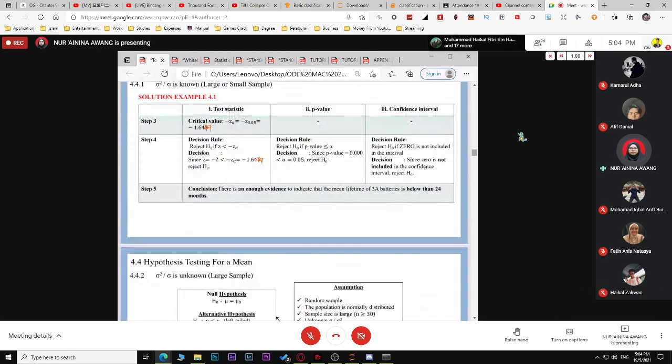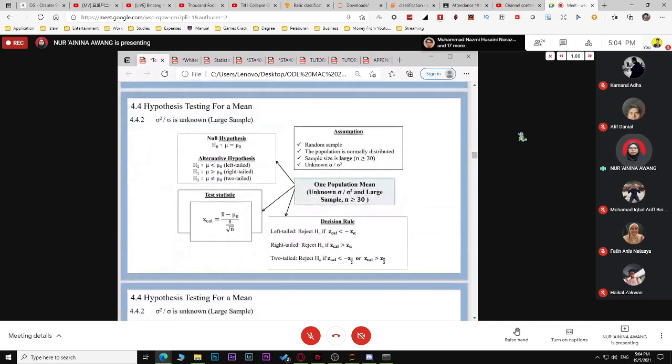Now we look at the second case, which is where the variance or standard deviation for the population is unknown. When it is unknown, we must check our sample size, either large or small sample. In this case, this is for large sample. The assumptions are that the population is normally distributed, the sample size is large, and the variance or standard deviation for the population is unknown. The first step is your hypothesis, and the second step is your test statistic. This is the formula, where now we use the standard deviation for the sample. And the third step is your critical value.